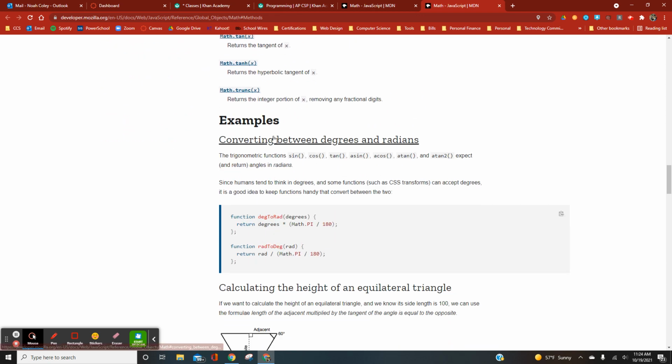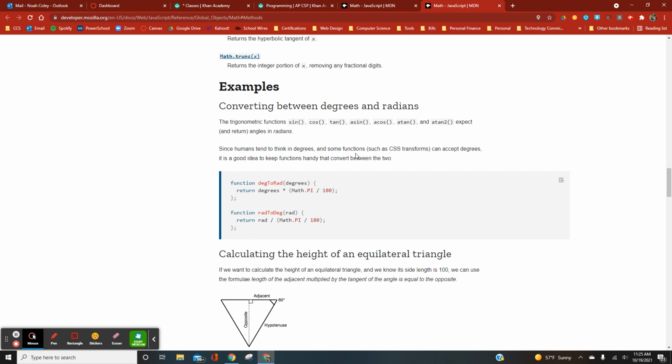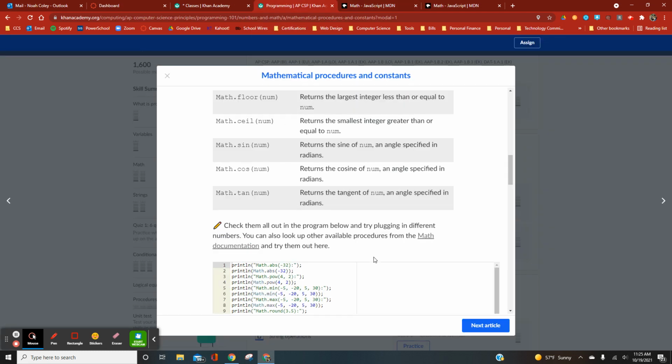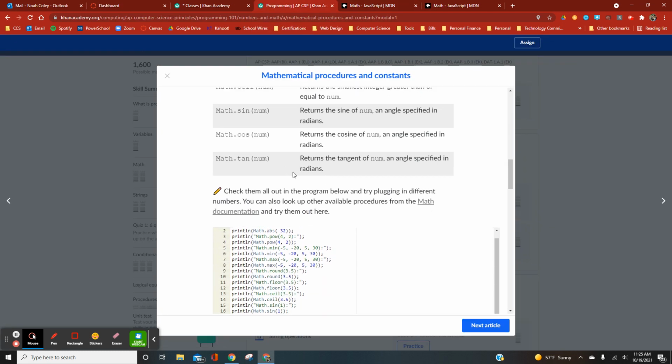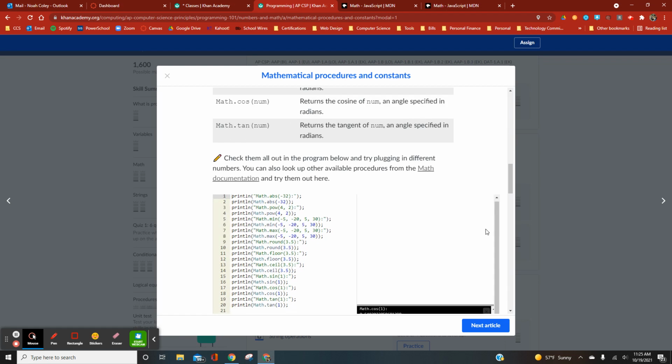There was an example here of converting between degrees and radians, and it says, here's your trig functions. Since humans tend to think in degrees, and some functions such as CSS transform accept degrees, it's a good idea to be able to convert. And so there's a function, degrees to radians, and so on. So I just want you to know it's out there, and you can print those off if you ever need them. So let's take a second. Sorry to be so jumpy.